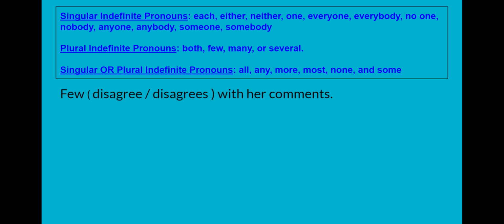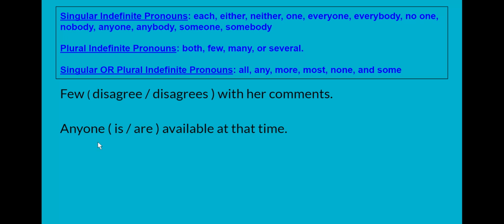So here's another example. Few disagree or disagrees with her comments. So few is an indefinite pronoun. I need to find it up in my cheat sheet here. And I see it right here in the middle on the plural list. So few is plural, which means I need a plural verb. So I would use disagree. Few disagree with her comments. Disagree is my plural verb.